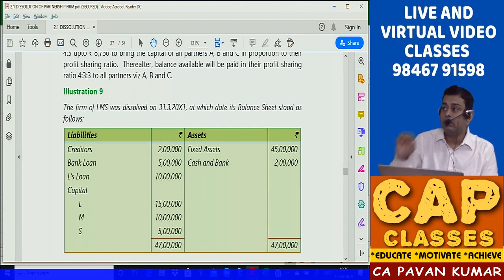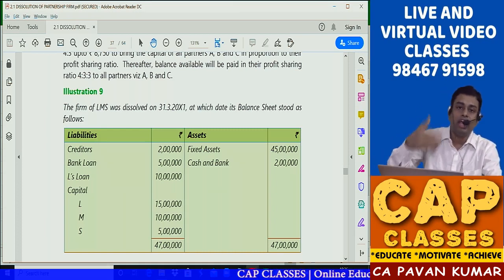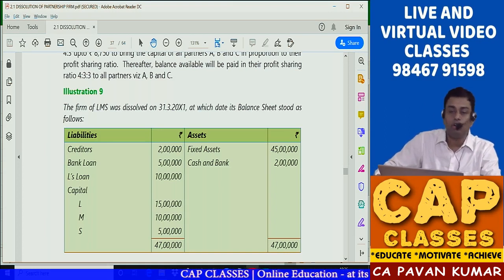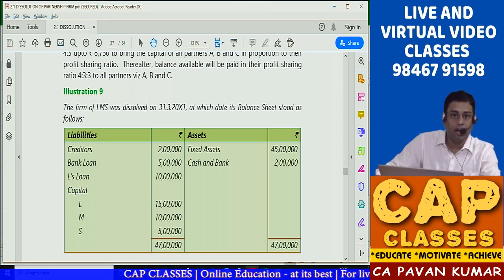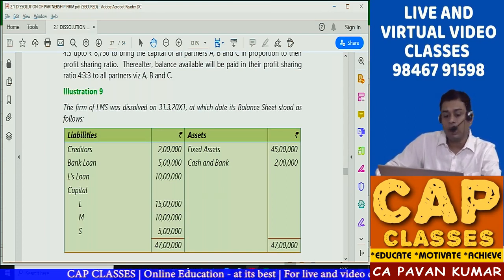You understand? So my dear friends, we are done with problem number 9. We are left with only one problem, problem number 10. With that, the chapter will be over. So do you have any doubts in illustration 9, or can we go to problem number 10? Shall we see problem number 10 now? Okay, come on, let us see problem number 10.